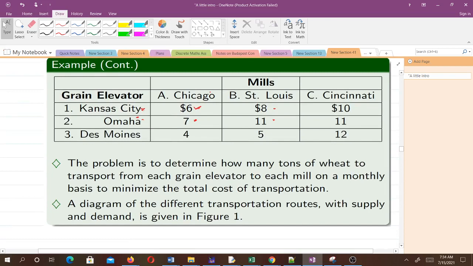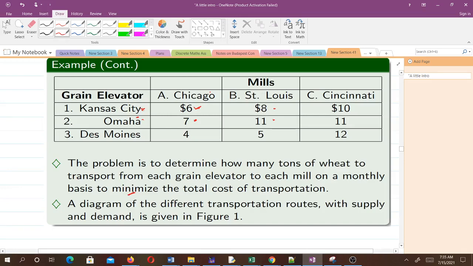So when we have this scenario, the problem is to determine how many tons of wheat to transport from each grain elevator to each mill on a monthly basis to minimize. That's the most important thing here. We seek to minimize the total cost of transportation.